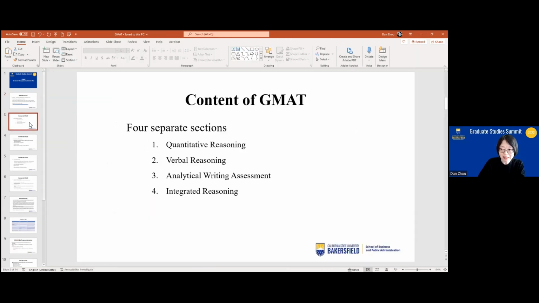I will briefly discuss the content of the GMAT. For the GMAT, there are 4 separate sections. The first one is quantitative reasoning. The second one is verbal reasoning. The third one is analytic writing assessment. And the fourth one is integrated reasoning.